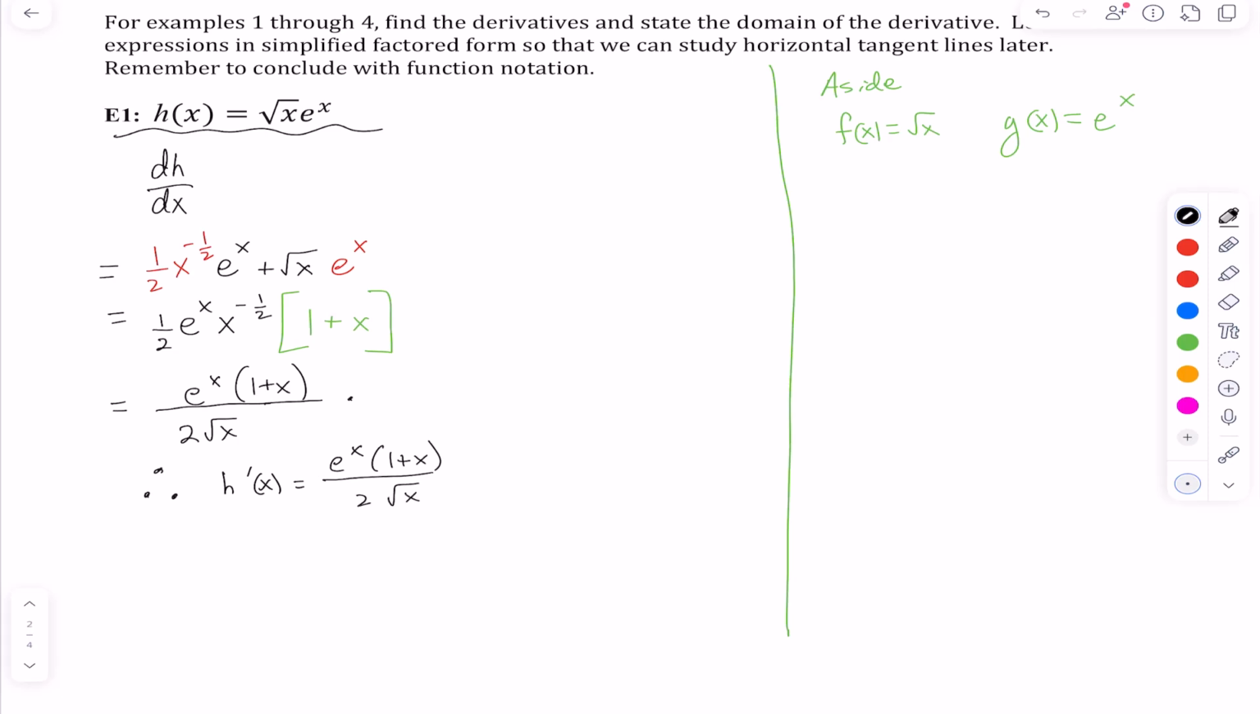And so there's the derivative. Notice the domain just changed slightly compared to the original function. The original function's domain is right there.